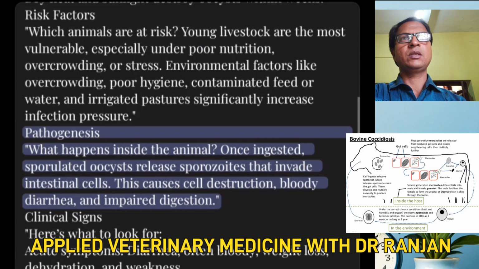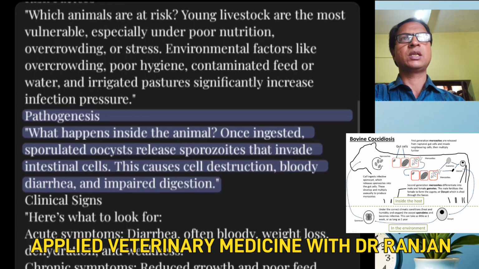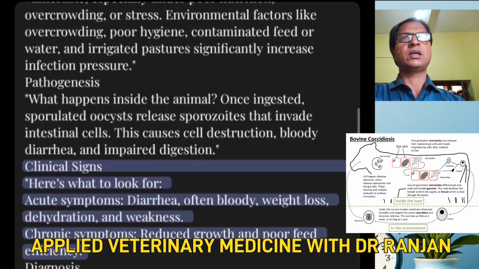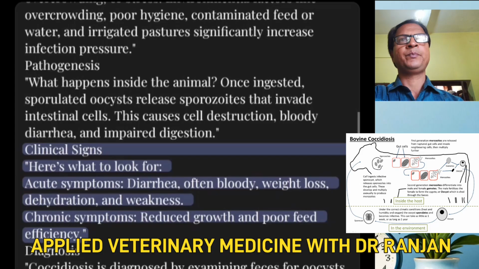Pathogenesis. What happens inside the animal? Once ingested, sporulated oocysts release sporozoites that invade intestinal cells. This causes cell destruction, bloody diarrhea, and impaired digestion.